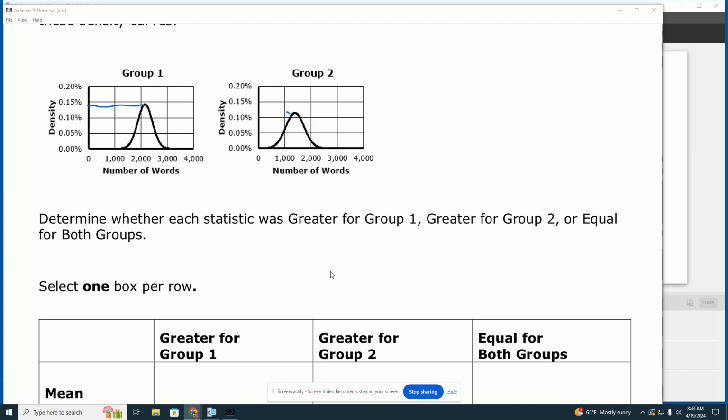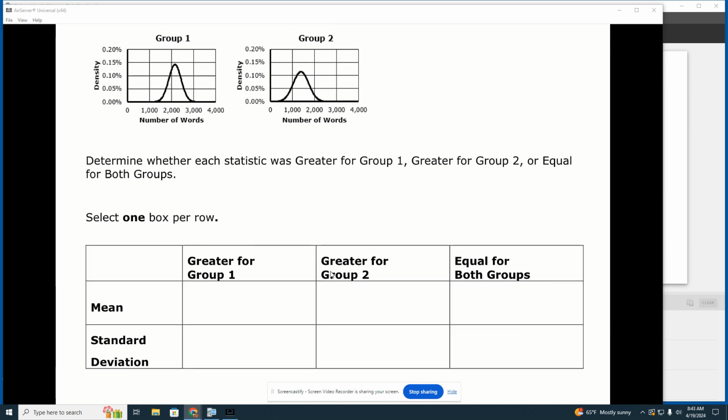Well, we already talked about this. It's definitely going to be group one. Group one is going to have a higher mean. Now, there's no way we could calculate what that is. If you wanted to, I guess you could say it's like 0.145. You can't really tell. It doesn't matter. You just know that the mean is greater for group one.